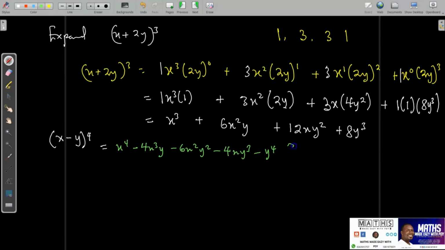It's a go, x cube. Did you say x cube? Because the power is... Yes, 4. The highest power is 4. Sorry, x to the power 4. Minus 4x cubed y plus 6x squared y squared, minus 4x y cubed, plus y to the power 4. Good.